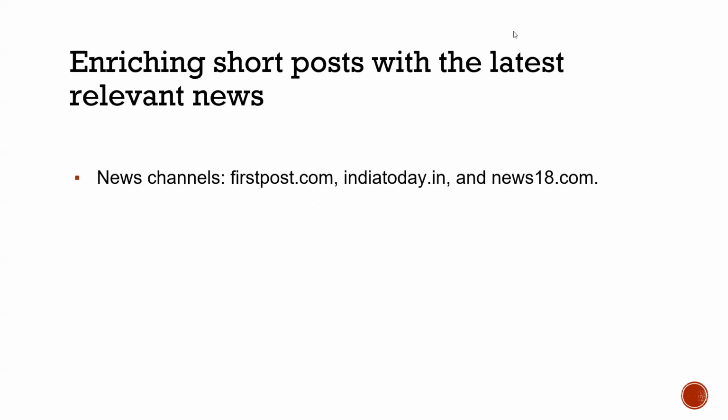Okay, so enriching the short post with the latest relevant news. Here, if it is needed, we have selected firstpost.com, indiatoday.in, and news18.com. These are some of the news channels, I did not mention everything. So these are some of the news channels which we have followed. So next.